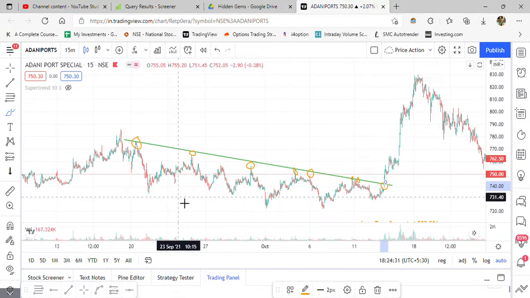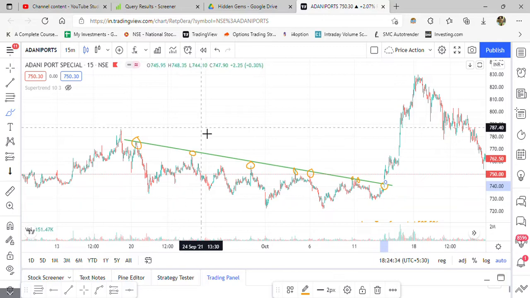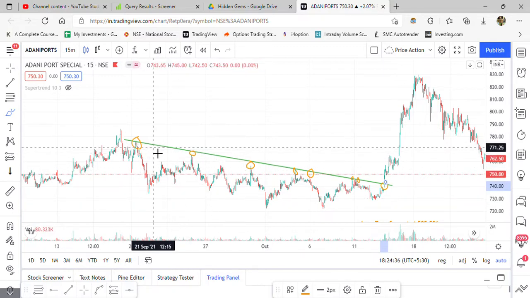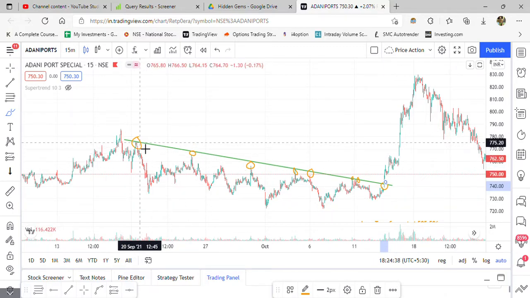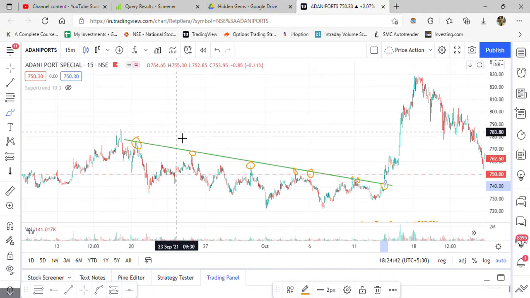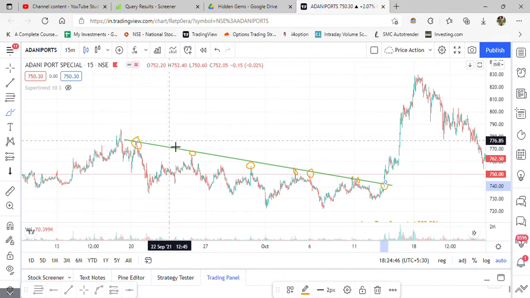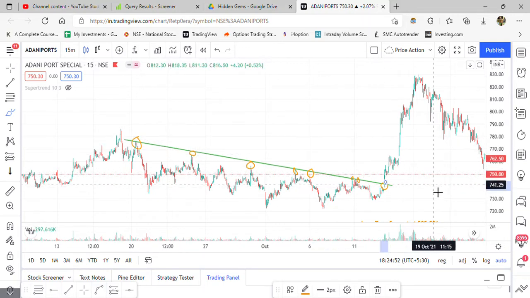So again remember, if you are marking a trend line, it should touch all the wicks of the candles. Either it should touch all the wicks or it should touch all the bodies. It cannot be that for a few candles it is touching the wick and for a few candles it is touching the body. Otherwise the trend line will not work properly.